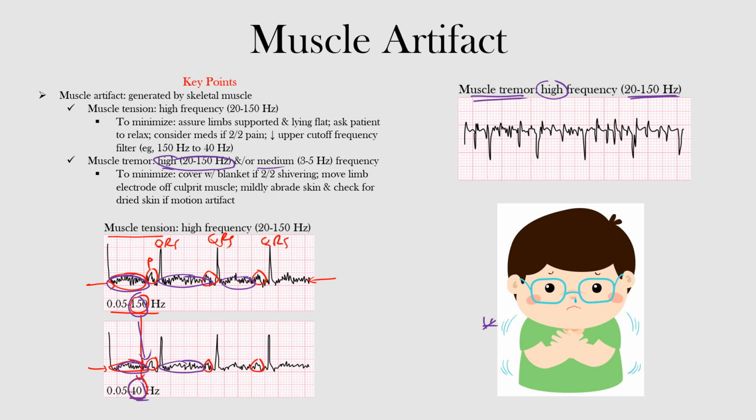In this case, to minimize it, cover the patient if they're cold, and move the limb electrode off the culprit muscle that's causing the artifact. You may also consider, if there's motion artifact, to mildly abrade the skin and check for any dried skin that may be present. Well, that's the end of this lecture. We discussed muscle artifact, including how it comes about, how it appears on the EKG, and how it can be minimized. I hope you learned something.